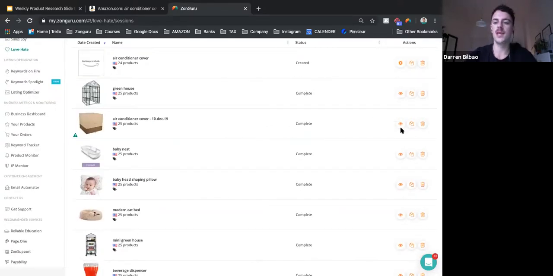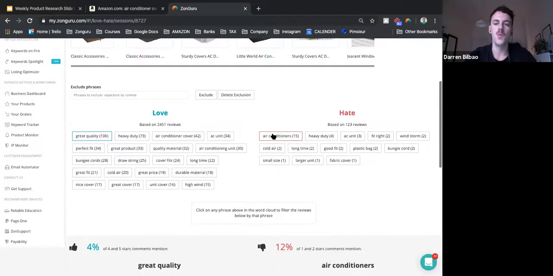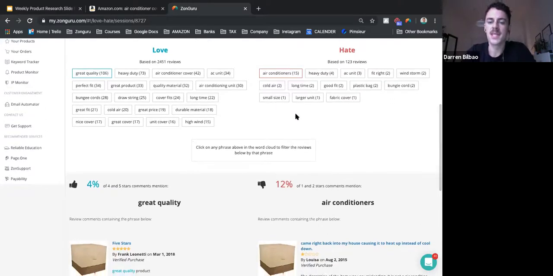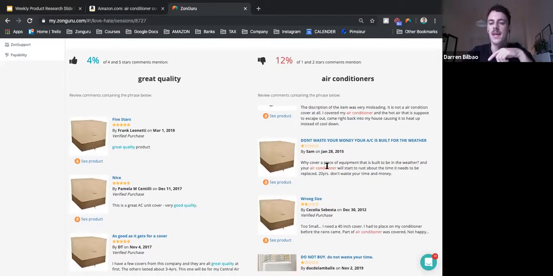So we're going to look in the air conditioner cover. And what's happened here is we've created a word cloud of all the keywords from the 1 and 2 star reviews. So what are the main keywords that keep popping up in the 1 and 2 star reviews? They go into the hate section, and then the main keywords that come up in the love section, which are from the 4 and 5 star reviews. Then once we click on air conditioner unit, this will sort these reviews by where air conditioner pops up the most.